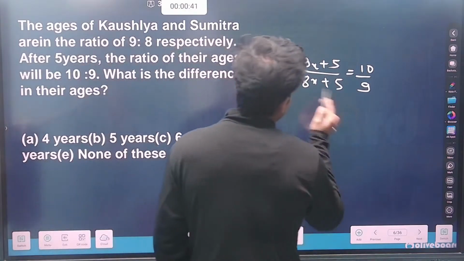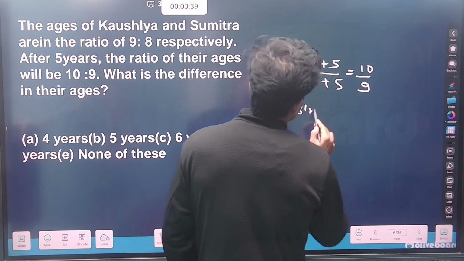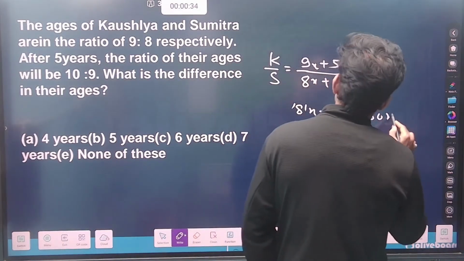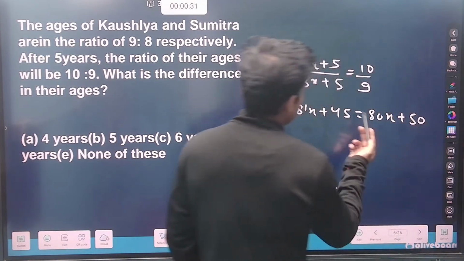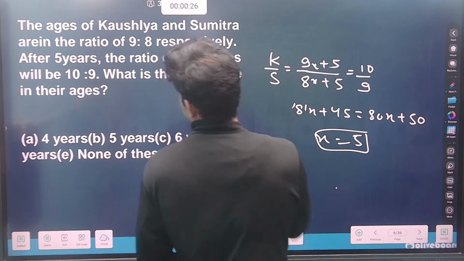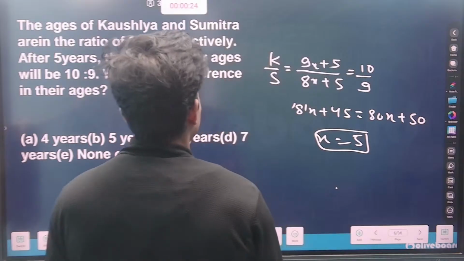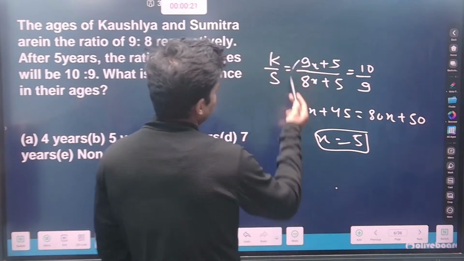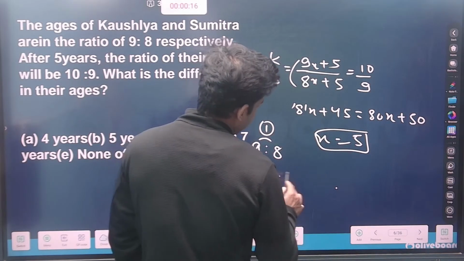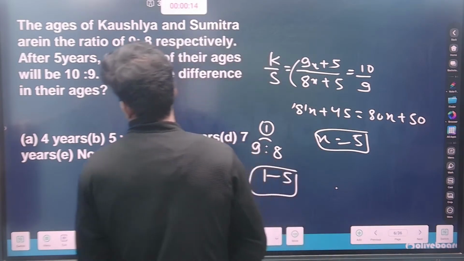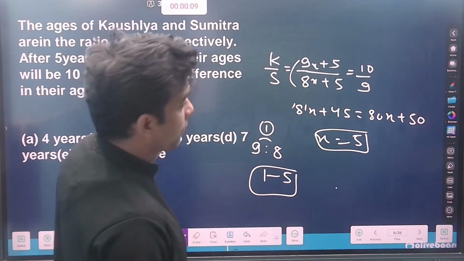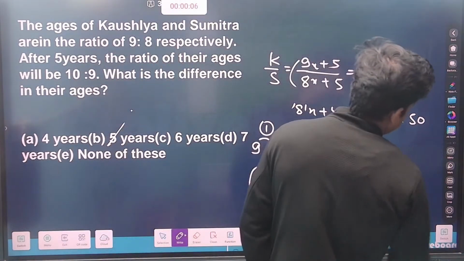So basically you can say 9 nines are 81x plus 9 fives are 45 is equal to 80x plus 50. Now see, 81x minus 80x becomes x, and the value of x comes to 5. They are asking to find the difference in their ages. The difference in the ratio is 1. So can I say 1 is equal to 5? So the answer is 5. Very good. I think this was the easiest one and this came in the examination also. So let me try one more.